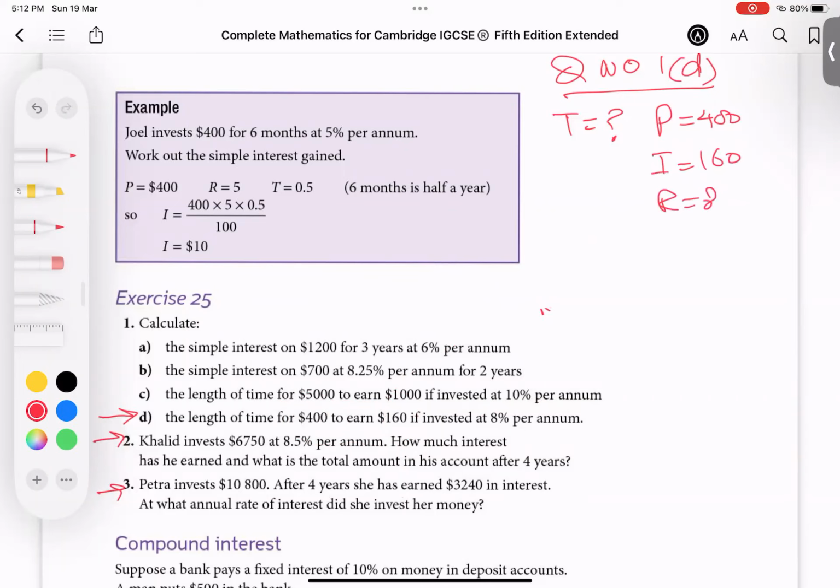I believe this point is very clear now. We can do it. I equals PRT over 100. Please write the formula again and again, because by writing it repeatedly you can learn it. 160 equals, yes, please. Sir, how do you know which one is P and which one is I? I'm so confused. Very good question. Let me tell you one thing.